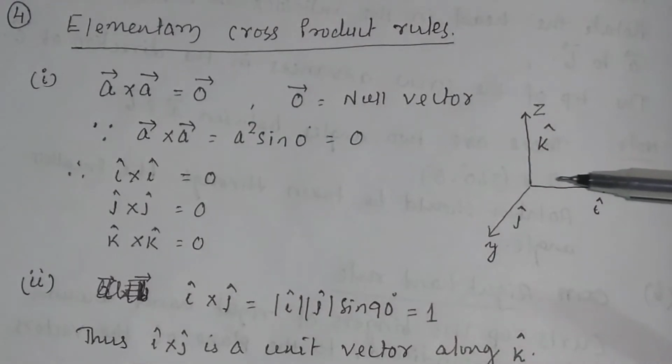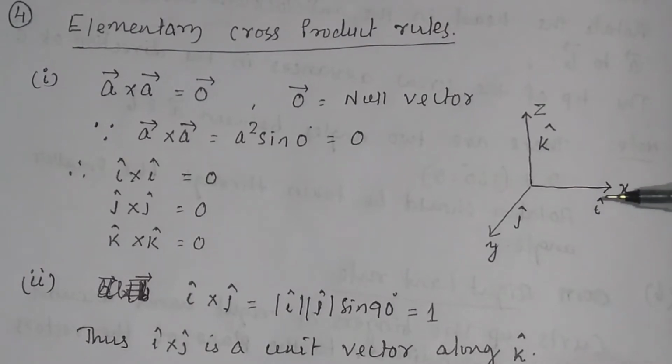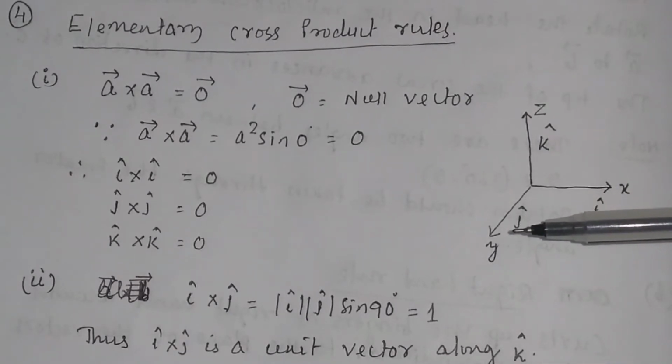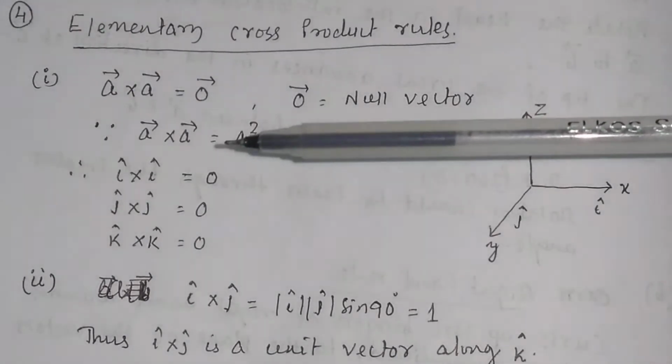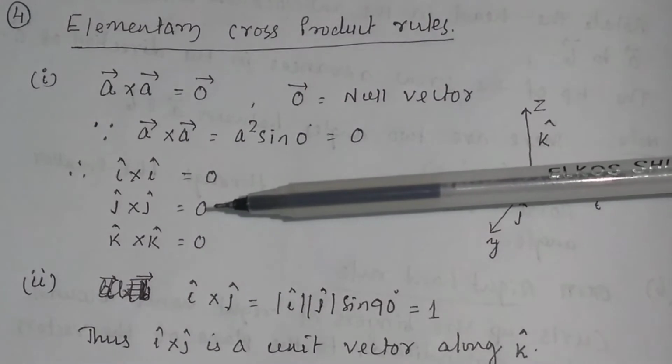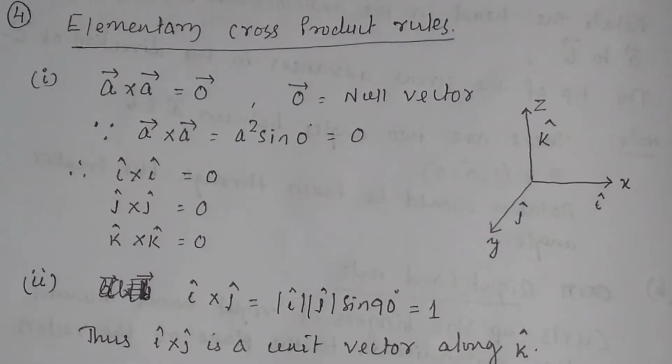Similarly, if you have three vectors i cap, j cap and k cap, as you know, i cap is the unit vector along x, j cap is the unit vector along y axis and k cap is the unit vector along z axis. So i cap cross i cap equal to 0, j cap cross j cap is equal to 0 and k cap cross k cap equal to 0.